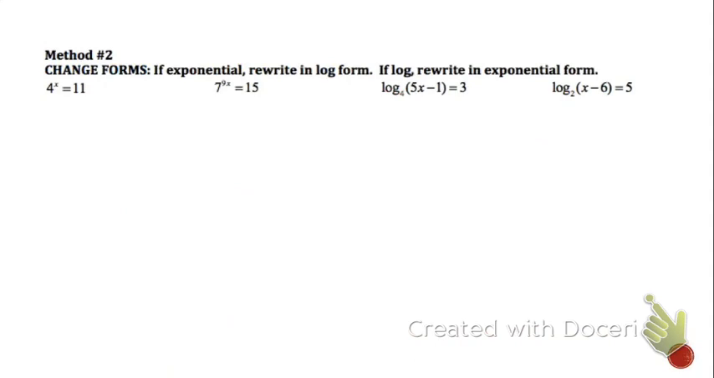All right. So the second method is changing forms. So if it's exponential, we want to rewrite it in log form. And if it's in log, we want to rewrite it in exponential form. And we have lots of practice of doing that. So I'm going to go on my log right here, and I've got log base 4 of 11 equals x. And then I plug that into my calculator, and I'll find that x is equivalent to 1.730. And I'm going to do the same thing with all of these.